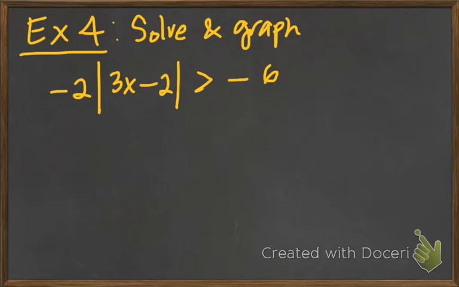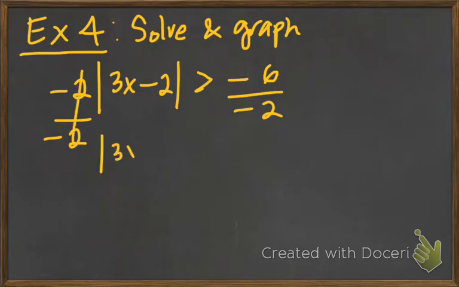So rather than distribute, we actually undo that multiplication with division, and we divide both sides by -2. But of course, when we divide by a negative, we switch the direction of the inequality. -2 divided by -2 is +1. -6 divided by -2 is +3. So now we have the absolute value of 3x minus 2 less than 3.